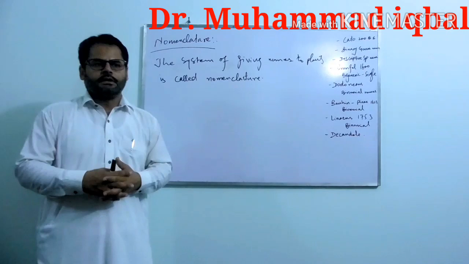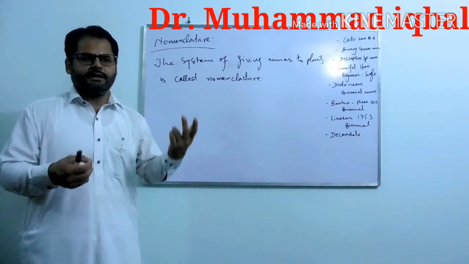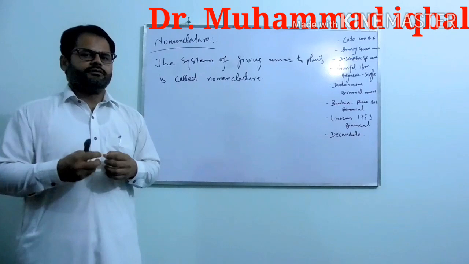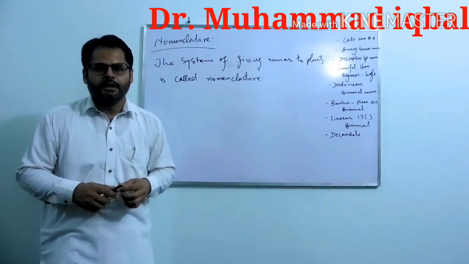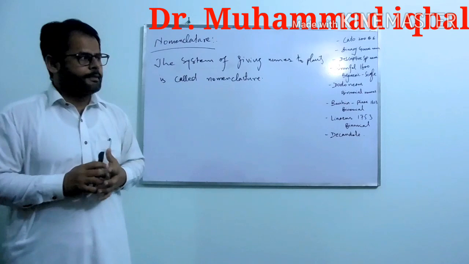Basically, nomenclature can be divided into two main types: botanical nomenclature and zoological nomenclature. In botanical nomenclature, we assign names to plants. In zoological nomenclature, we assign names to animals. So, botanical nomenclature is very, very important.